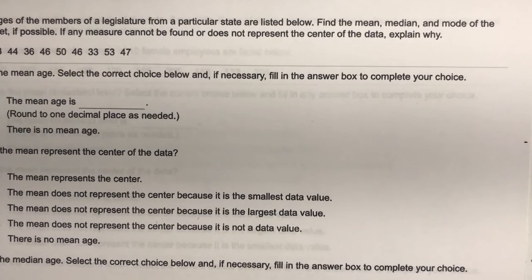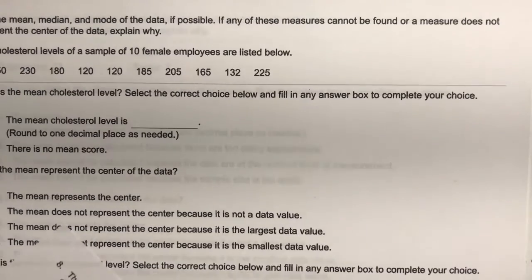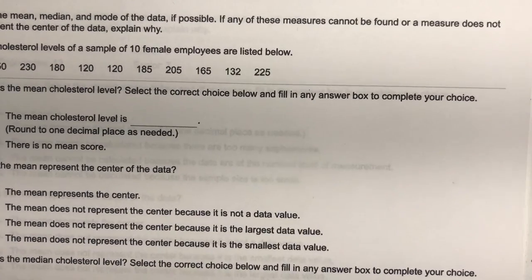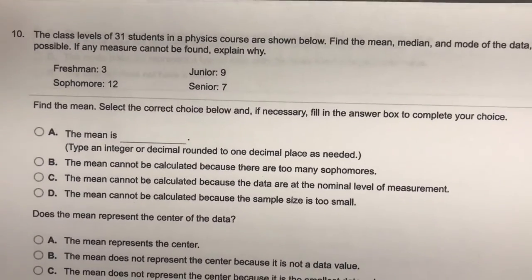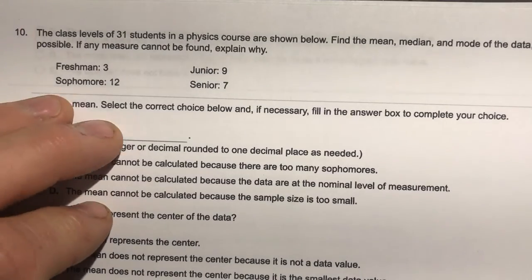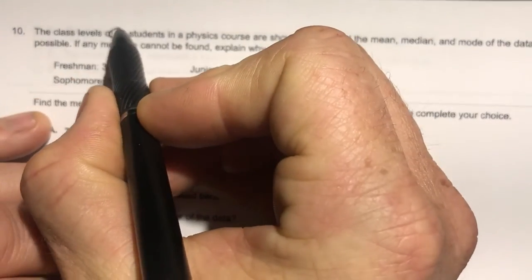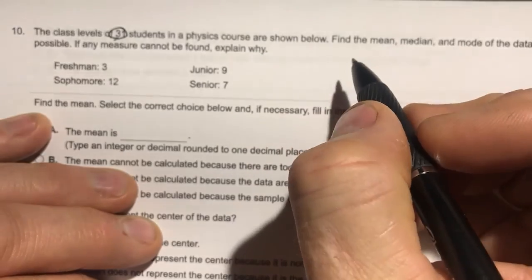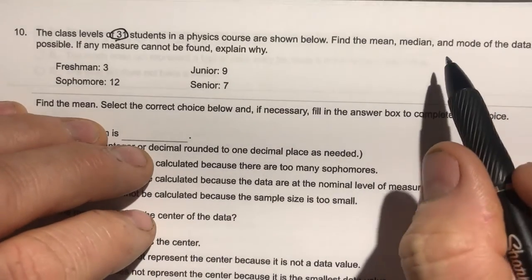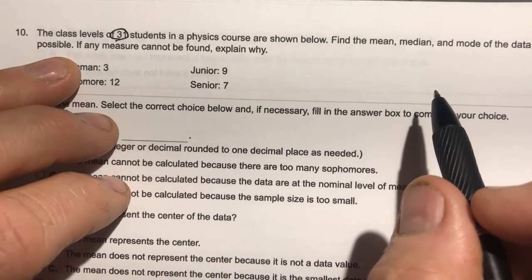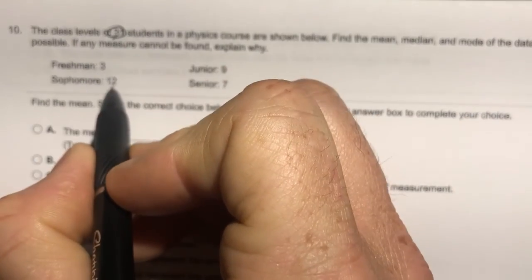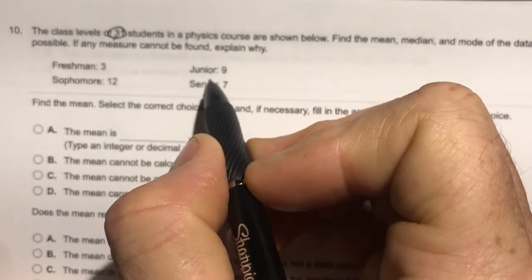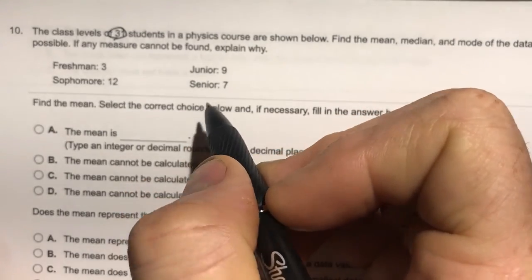All right, we're going to move on from this one. That's the same thing, and this is the same. Just for extra practice, there's a few of these. Let's look at number 10 here. The class levels of 31 students in a physics course are shown below. Find the mean, median, mode of the data, if possible. Okay. So we have 3 freshmen, 12 sophomores, 9 juniors, and 7 seniors.